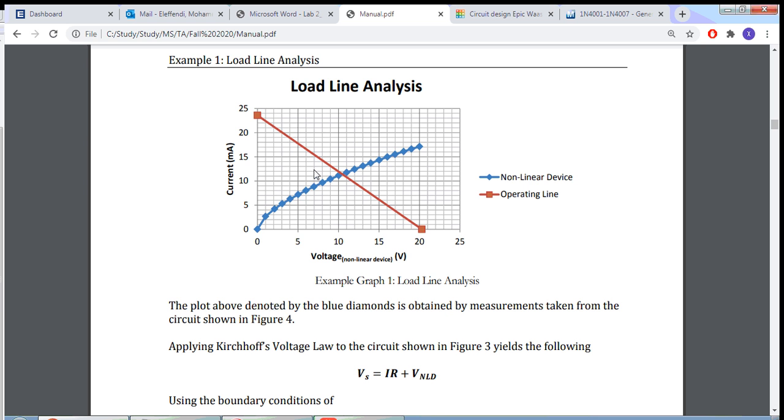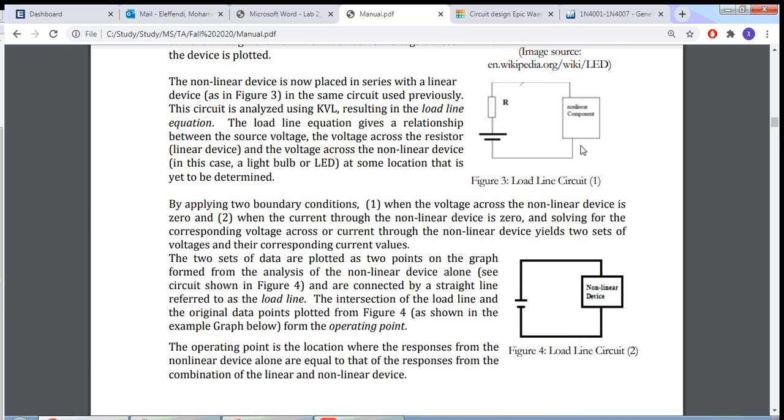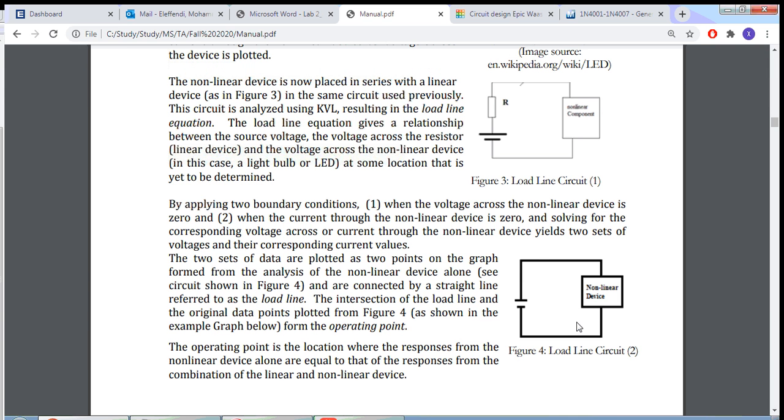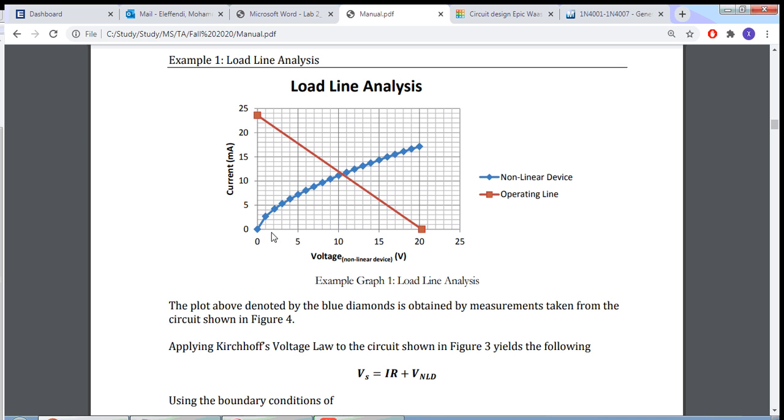Now, how do we get these two lines? For the IV curve of the nonlinear device, what we do is take this nonlinear device, put it in a circuit by itself, vary the voltage across it, and measure the current going through it. Once we do that, we plot the data and we get the IV curve of the nonlinear device, which is shown here in blue.